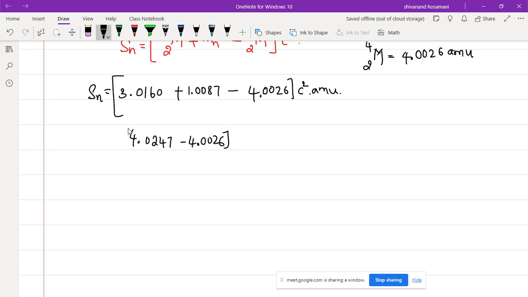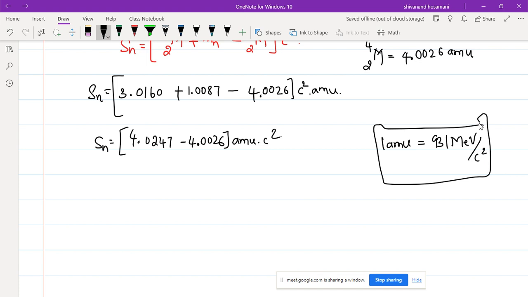Then if you take the mass difference in terms of AMU, then I get the Sn is equal to this one. The AMU is the mass difference with c square. Remember, 1 AMU is equal to the amount of energy given by 931 mega electron volt per c square. So this is the value of 1 AMU, 931 mega electron volt.